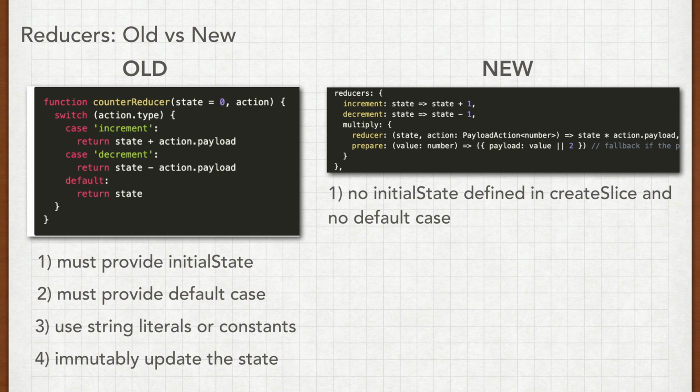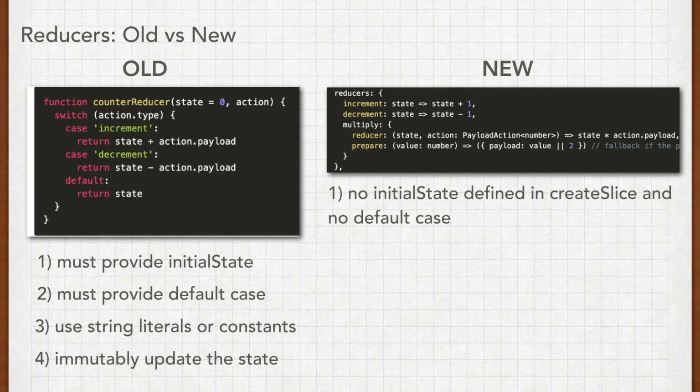Now, let's compare that to the new way of writing our reducer. So first of all, notice that it's an object that we are passing into the reducer's property, and we're passing a bunch of key value pairs. So we have 3 reducers here that we're passing. Now, one of them, the multiply one in particular, looks a little bit different, but we'll talk about that in a little bit. But if you notice this, it looks a lot cleaner, and we don't have an initial state defined in this reducer's property, but that's because within our create slice function, we have defined the initial state elsewhere.